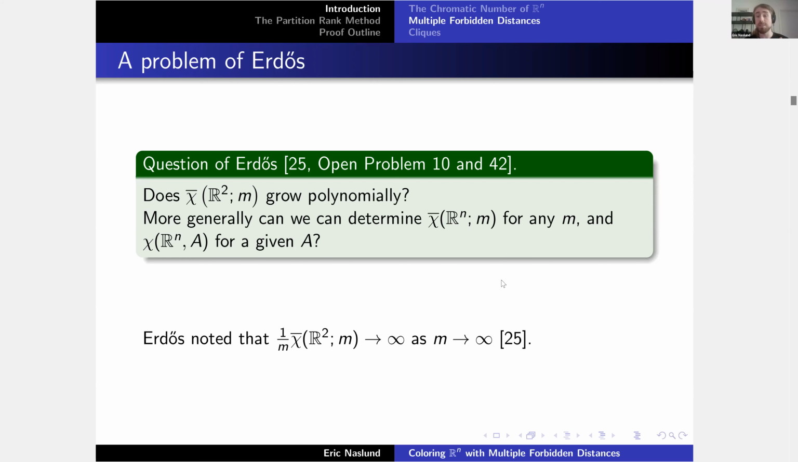And the upper bound is 7 to the power of m. It's quite large. So this is a problem that Erdös asked about a long time ago, and the bounds are completely unchanged from whenever he asked it.